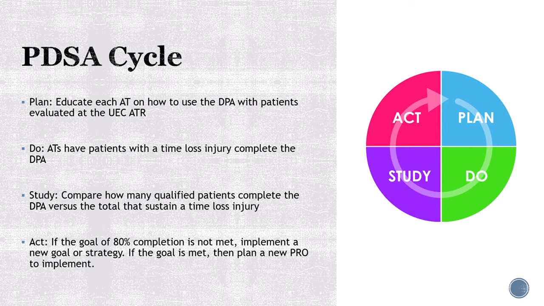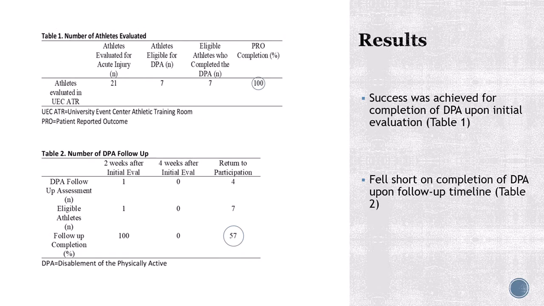And then ACT. The goal was 80% completion. So we hoped that from all the patients that had sustained a time loss injury evaluated at the UEC-ATR, 80% of them would complete the DPA. If that goal was not met, then the action would be to implement a new goal or strategy. If that goal is met, then let's look at perhaps a new patient-reported outcome that we could employ, or maybe make a more challenging goal. And this is what we found.